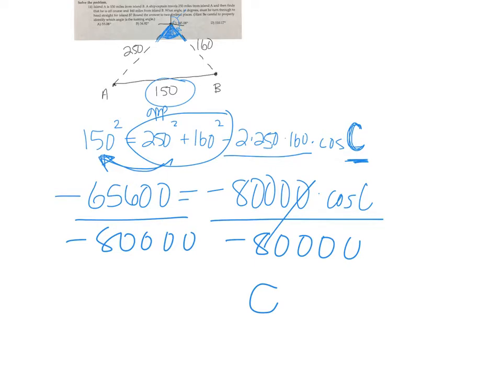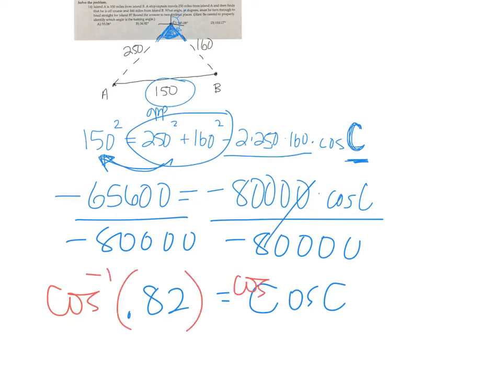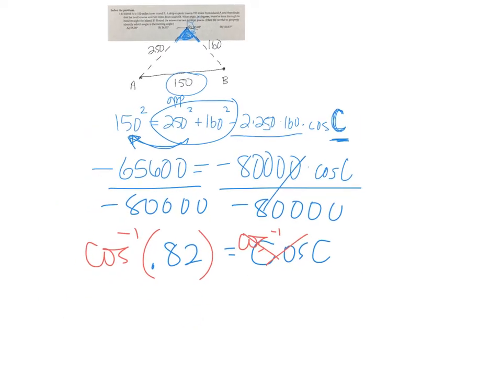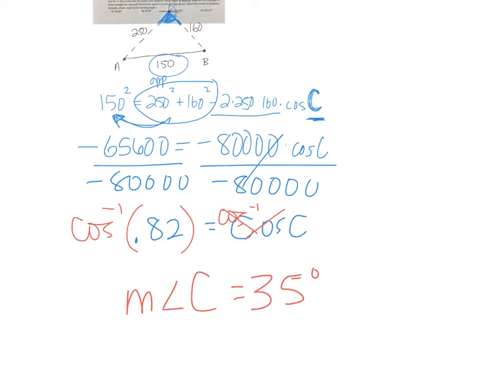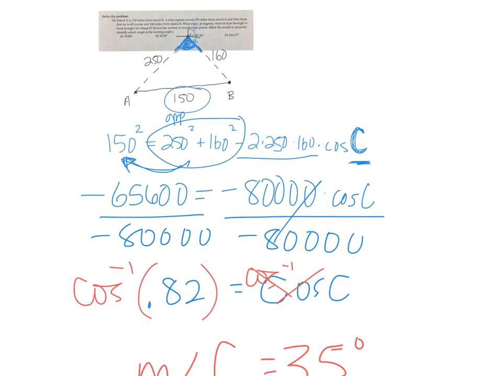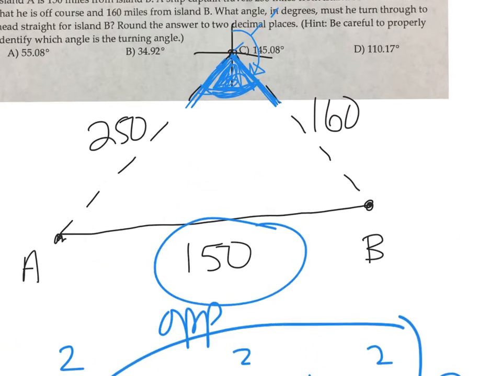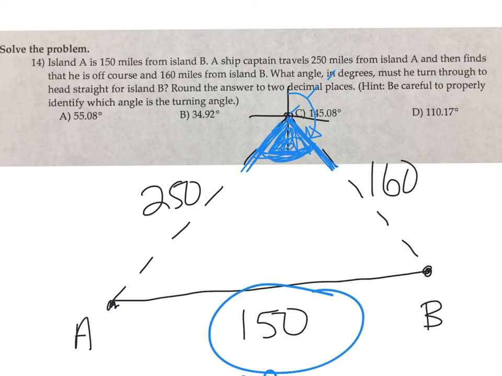And the cosine of C is equal to 0.82. And now to solve this for the cosine, I inverse cosine both sides. So I take the inverse cosine, and I find that the measure of angle C is basically 35 degrees, so 34.9 or 35 degrees. So let's come back up here now that we know that's 35 degrees. Let's figure out what we have. So this is 35 degrees here.